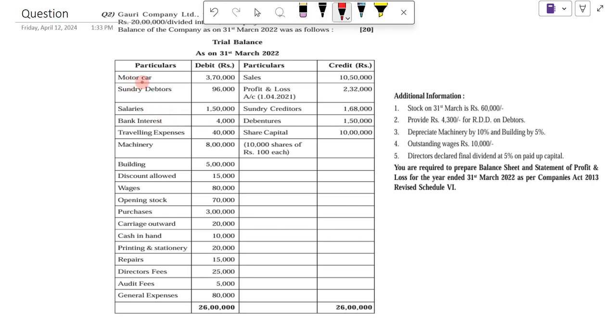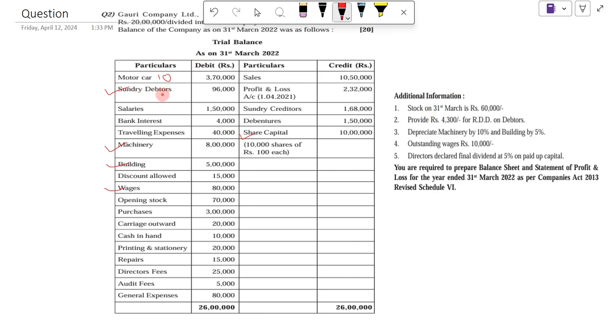Now motor cars are basically assets, so it will go in working note number 10. Sundry debtors. Now on sundry debtors there is adjustment. So first we will tick mark the entries which have adjustment. Sundry debtors is having adjustment. Then machineries, buildings and wages are having adjustment, and we have the adjustment of 5% on share capital also, we will tick mark. Then closing stock is there, that is the hidden adjustment which we have to do.